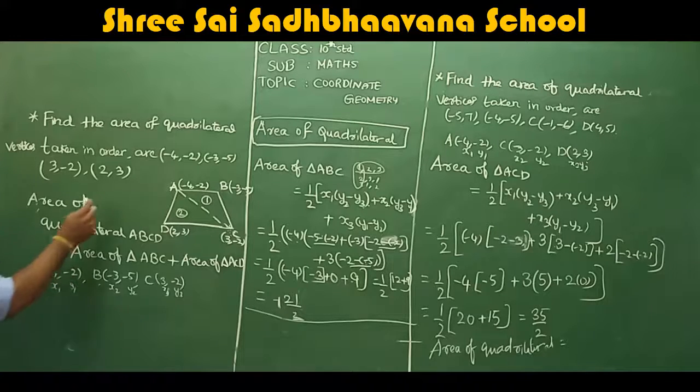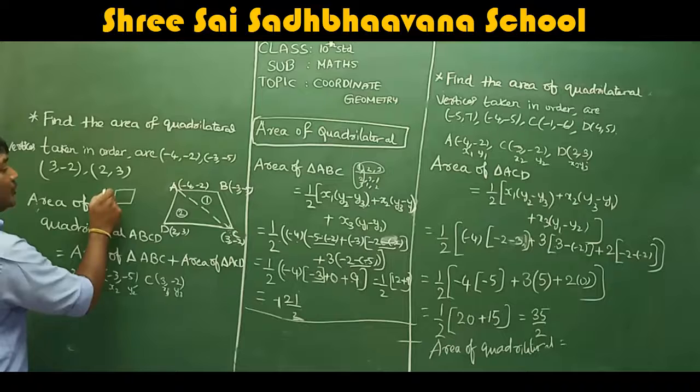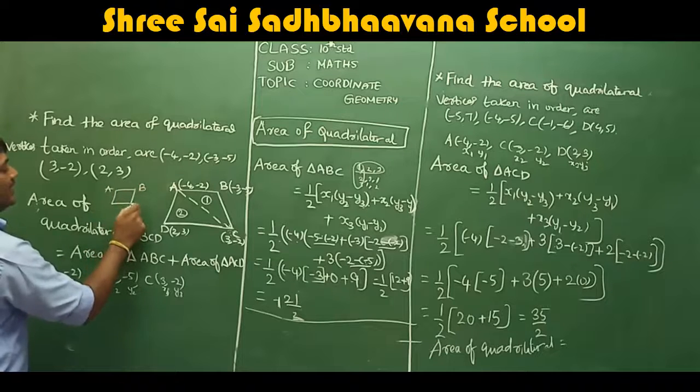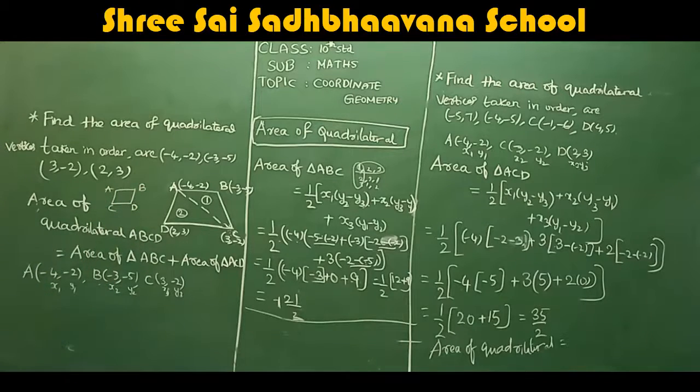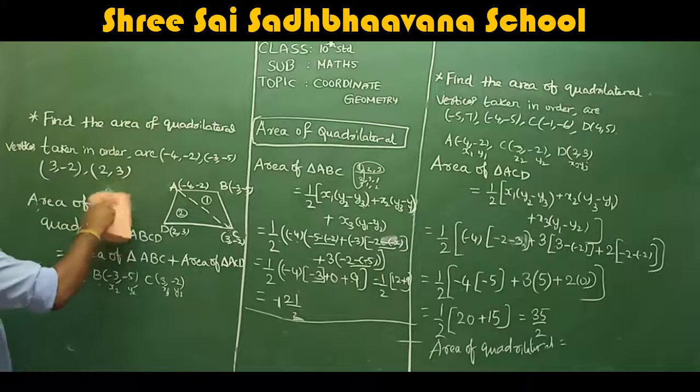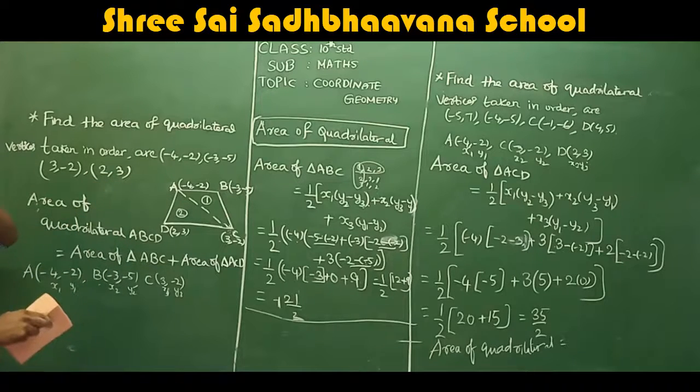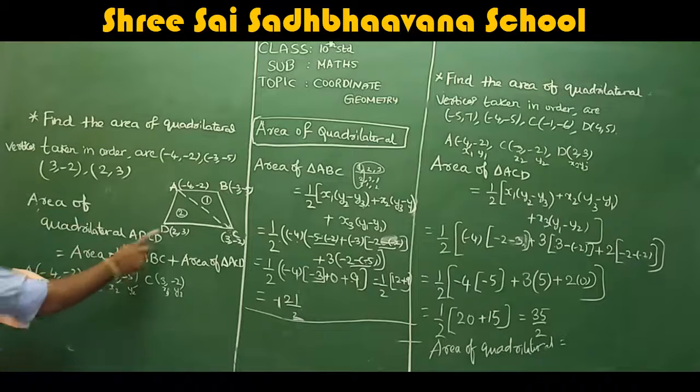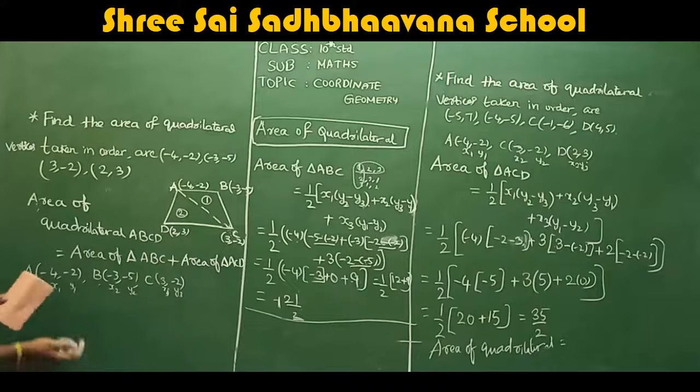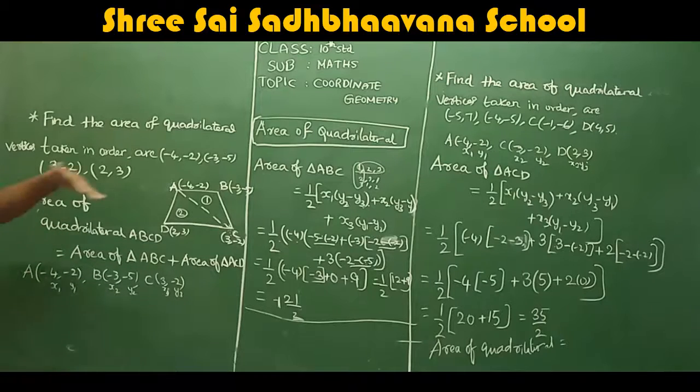Why am I telling you to follow the order? Some people may make the mistake of writing ABDC. That is incorrect, because we should follow the order of the vertices. Some people will take D here, C there, and then say we are not getting the answer. Of course, you will not get the answer because the vertices you have taken are not in order. So area of quadrilateral ABCD is equal to area of triangle ABC plus area of triangle ACD. We divided it into two triangles.